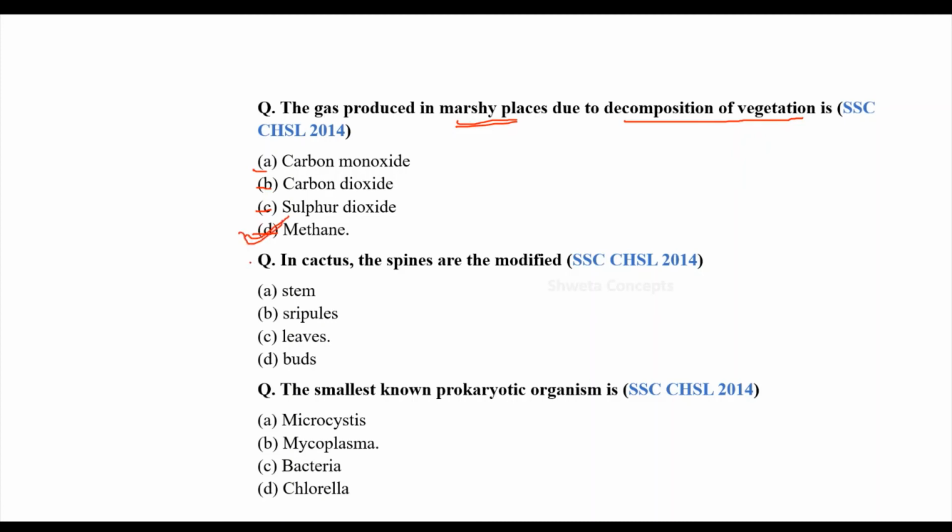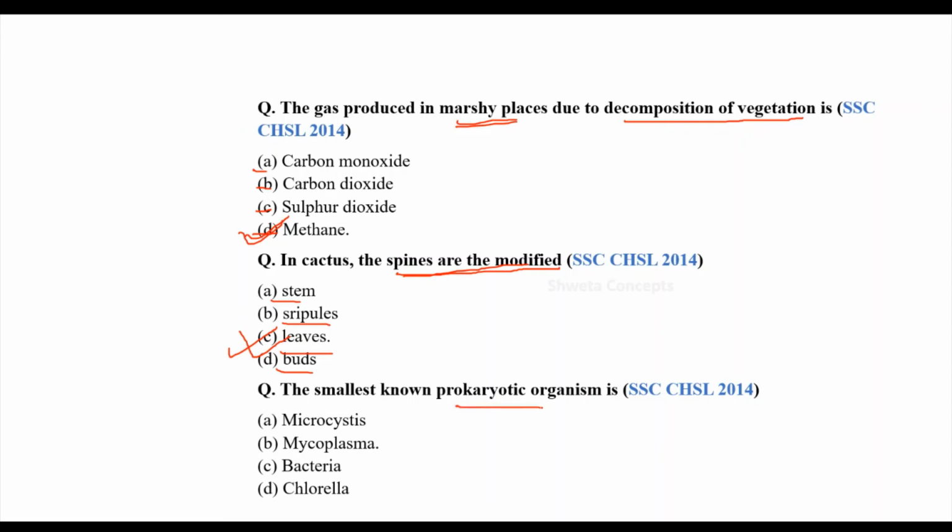Now in this next question, in cactus the spines are the modification of which part? Now the options: A, stem, option B, sepals, option C, leaves, option D, buds. Now the correct answer is C, leaves. The spines are the modified leaves in the cactus plant.